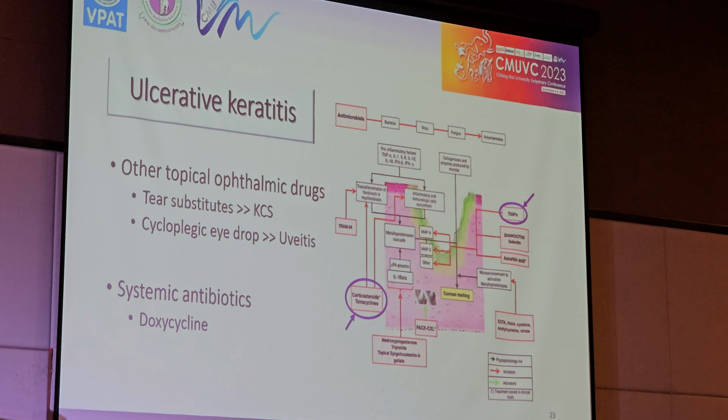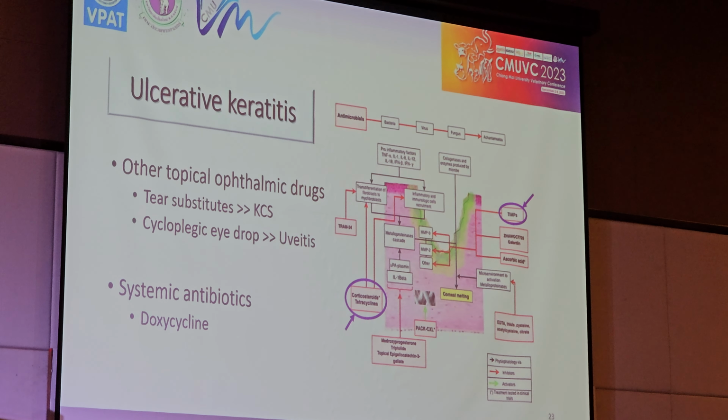But for the systemic drugs, doxycycline is very useful, not because of its antibiotic effect, but because this drug can inhibit matrix metalloproteinases, similar to the effect of the natural tissue inhibitor of metalloproteinases inside the cornea, resulting in inhibition of the corneal melting process also.